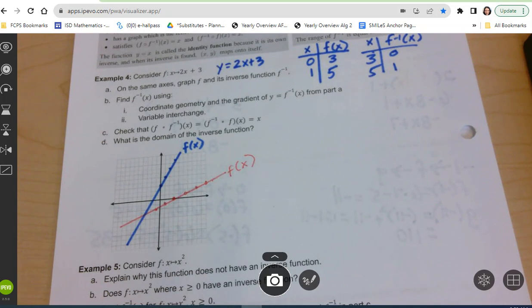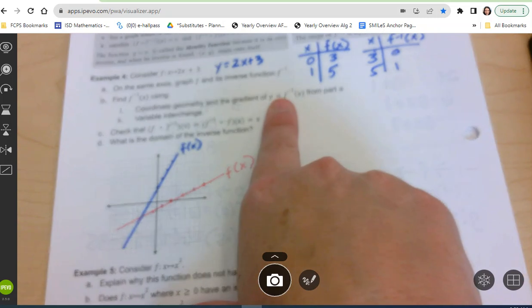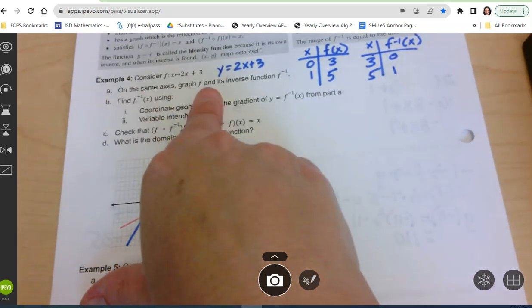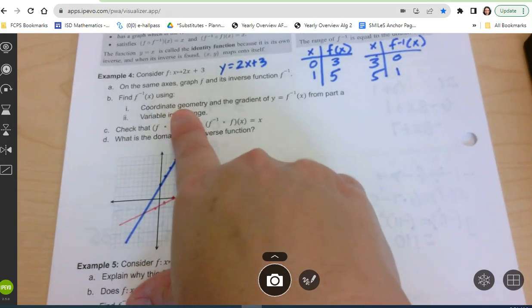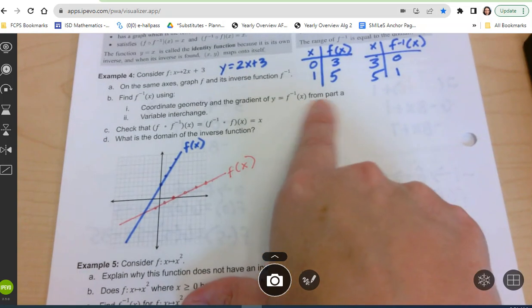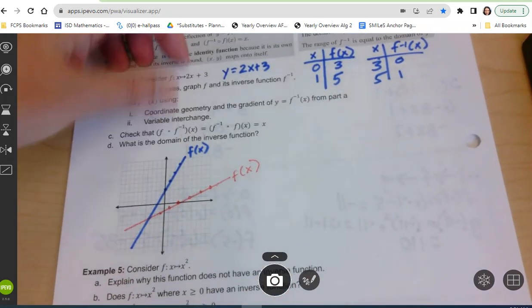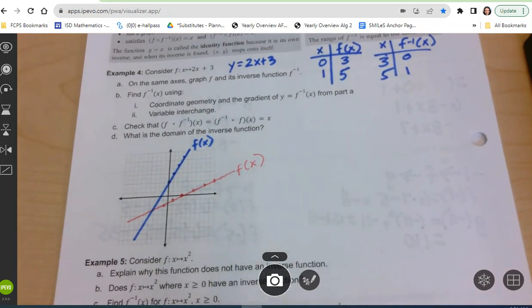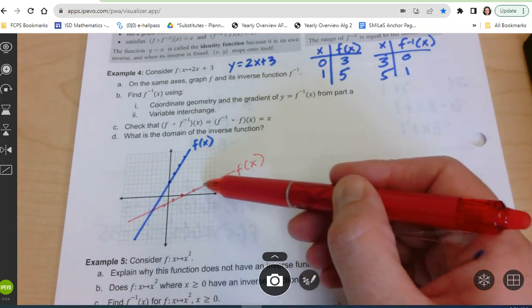All right. So it says find the inverse using coordinate geometry and the gradient. Oh, sorry, I didn't do that one yet. I did this one. On the same set of axes, graph f and its inverse function. Find the inverse function using coordinate geometry and the gradient from part A. So we already know that the blue function is y equals 2x plus 3. For the inverse function, if I just wanted to do y equals mx plus b, what is the slope of this function, or the gradient?